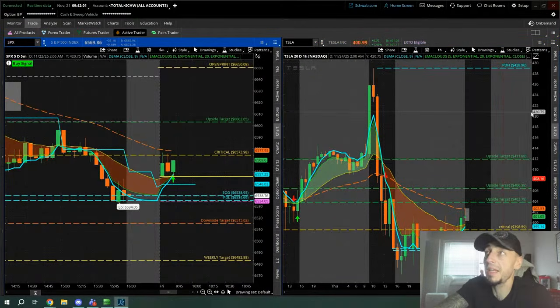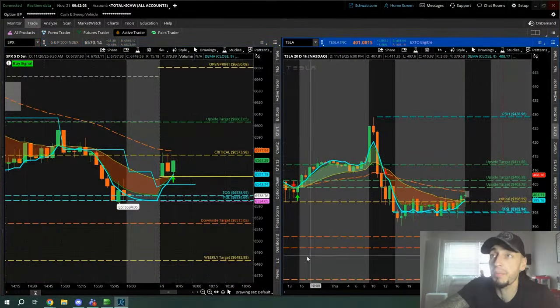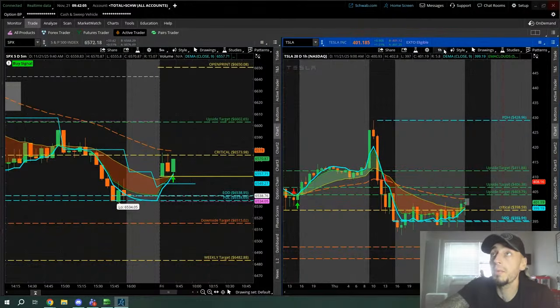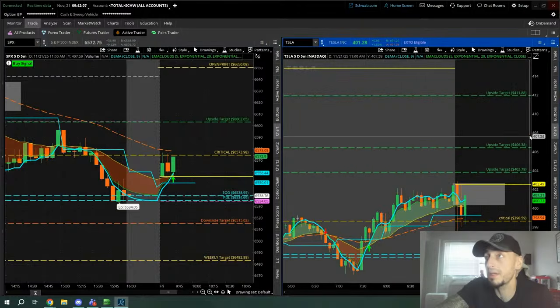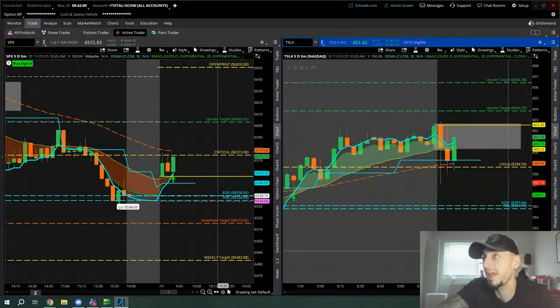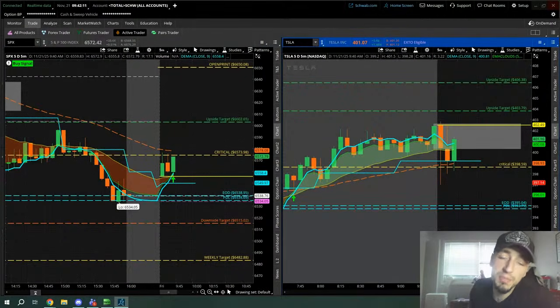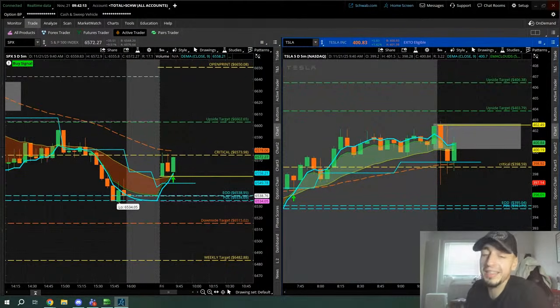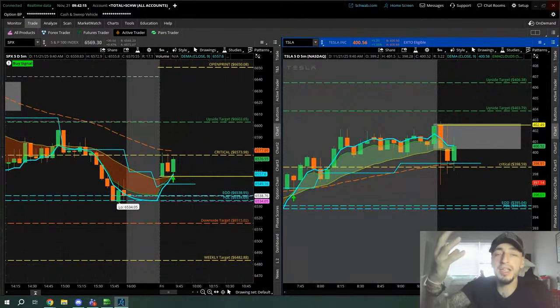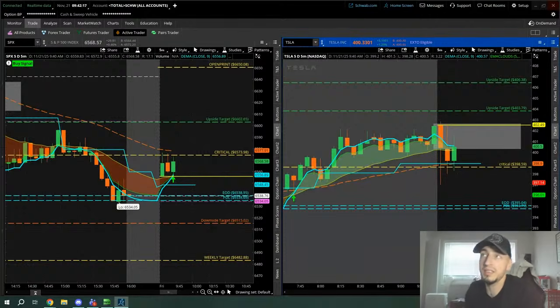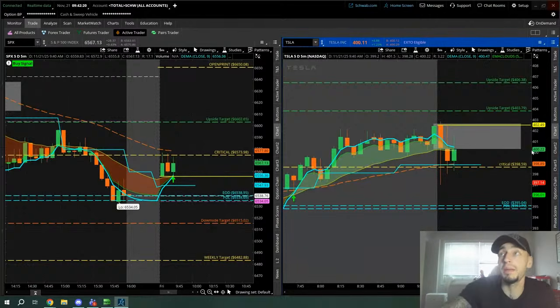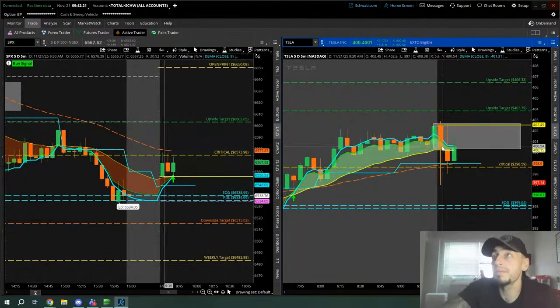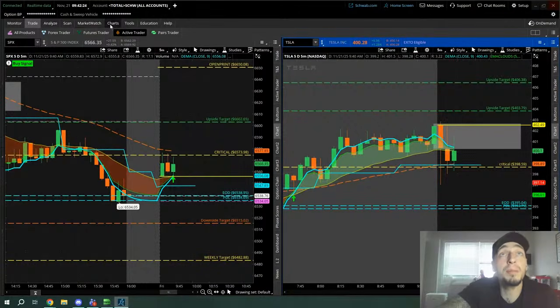That's okay. Being able to spot chop is a part of the game, right? We got to be able to identify chop and know when to stay away from it. One of the things I teach in my mentorship programs is identifying healthy opportunity and unhealthy opportunity. It's a very important part of the game.